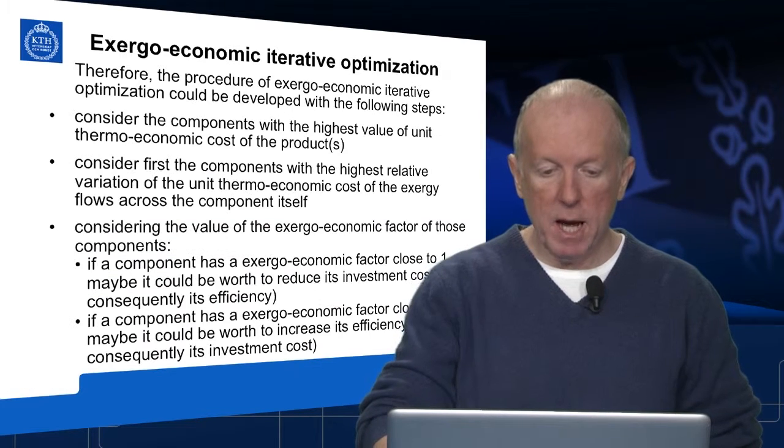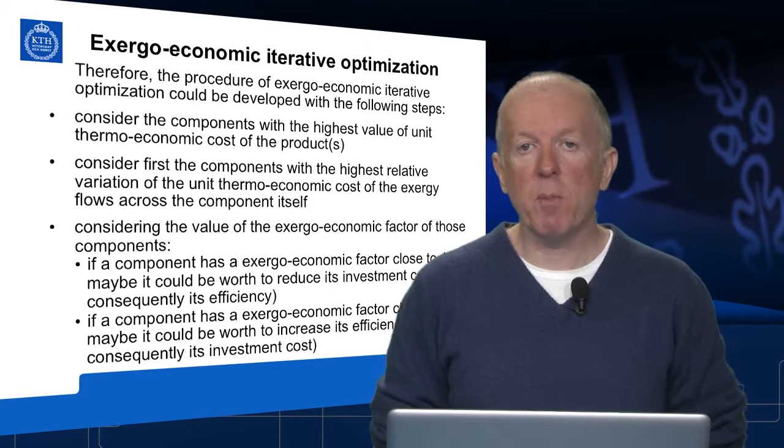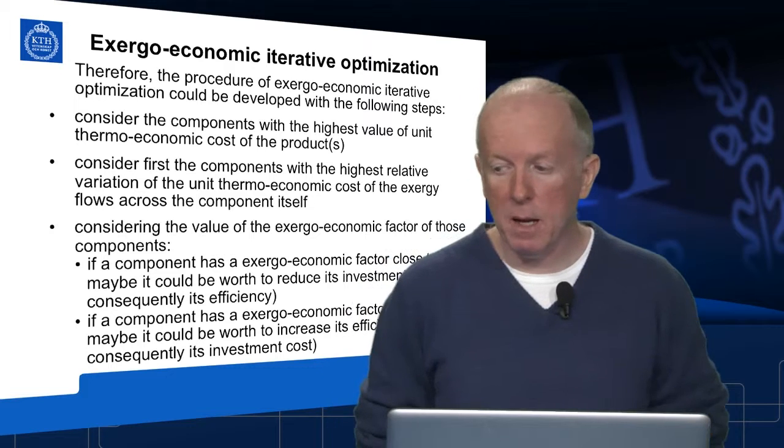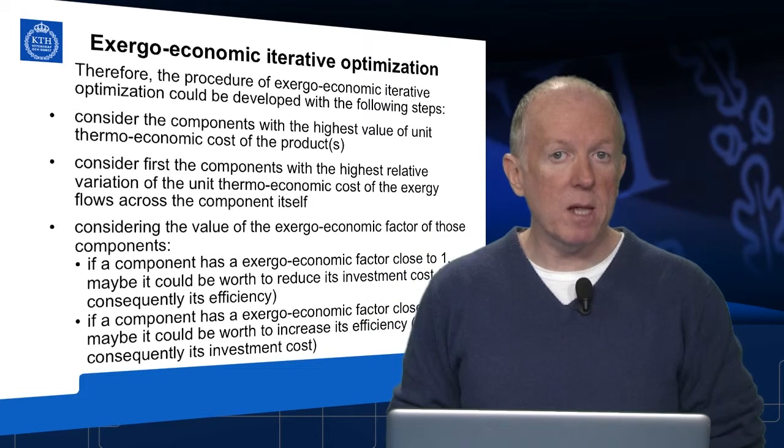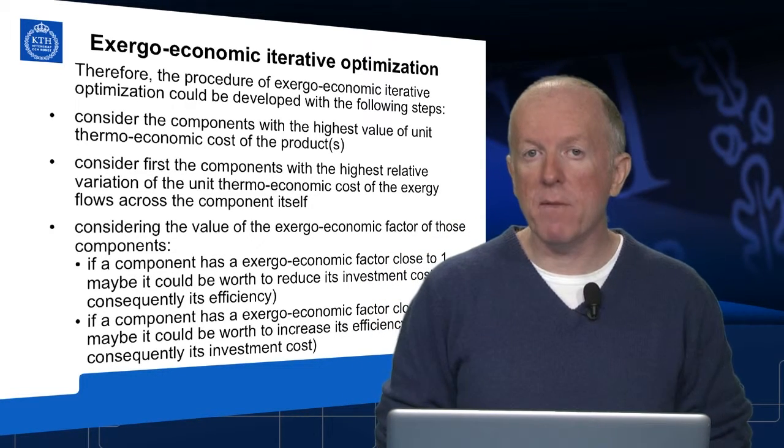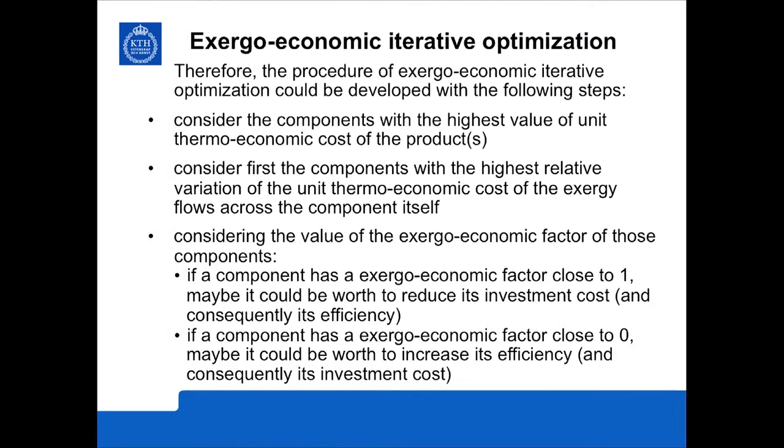So now the iterative optimization procedure, as I said, is a heuristic. It can be developed qualitatively in the following way. The steps could be: imagine you have several components in your system, it can be 30 components. You put a list. Consider first the component with the highest value of the unit thermoeconomic cost of the product.